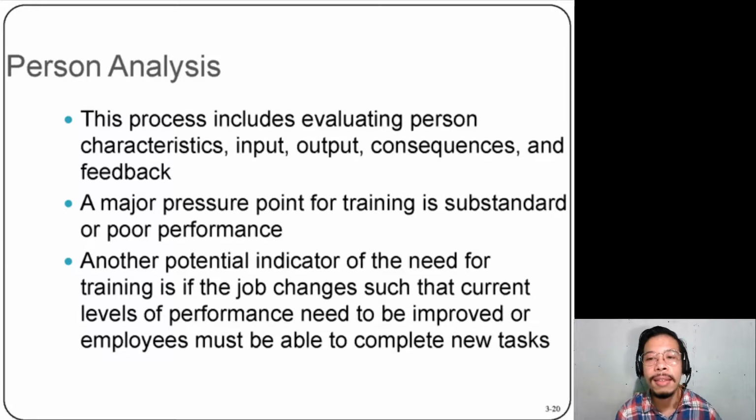So person analysis here involves the process, includes evaluating person characteristics, input, output, consequences, and feedback. So this is referring to the internal aspects of the person. A major pressure point for training is substandard or poor performance, and we really need to consider the whole picture of the context of why the person is having poor performance. So we need to have a bigger picture on this matter.